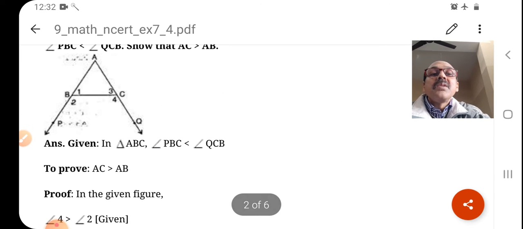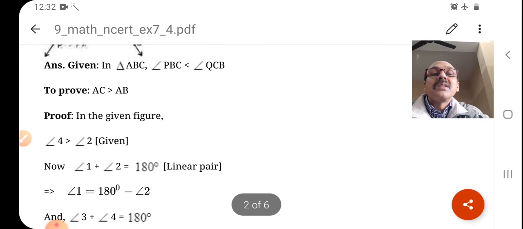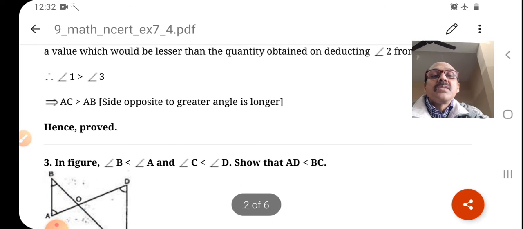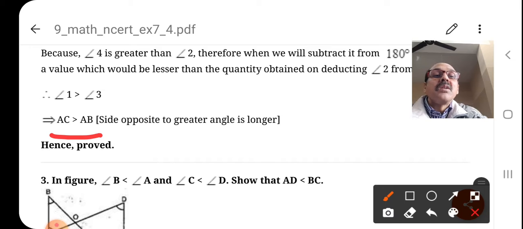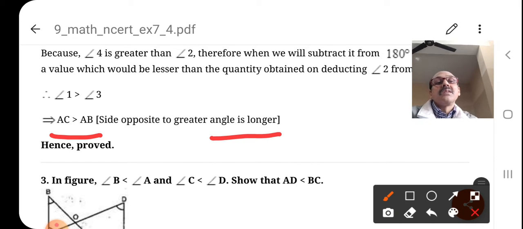Opposite side of angle 1 is AC, so AC is greater than the side opposite angle 3, that is AB. So AC is greater than AB. Side opposite to greater angle is longer. Okay.